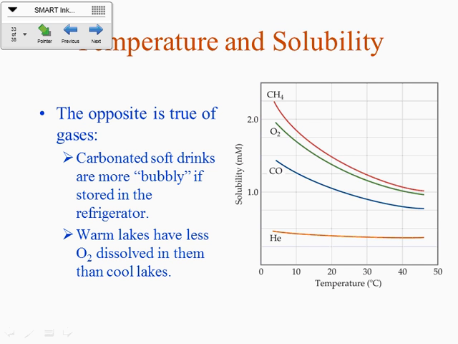Okay, well, there it is. I didn't realize that was up there already. Warm lakes have less O2 dissolved in them than cool lakes or cold streams. Okay.